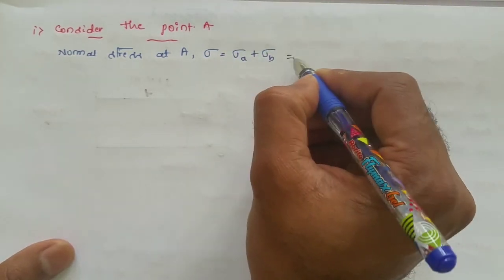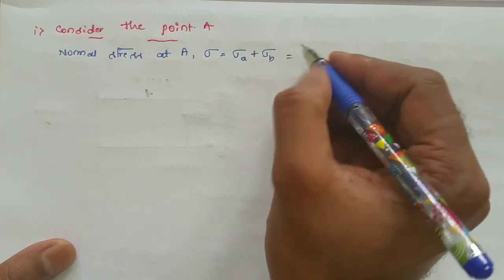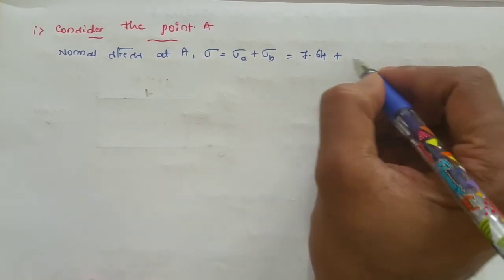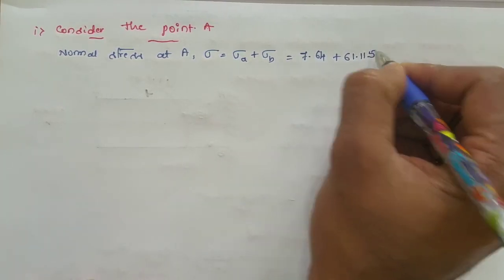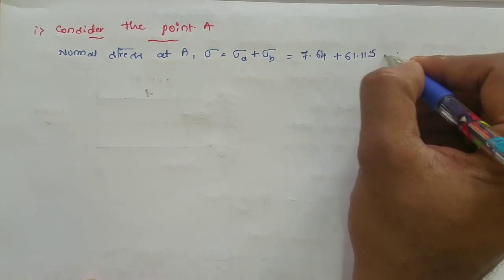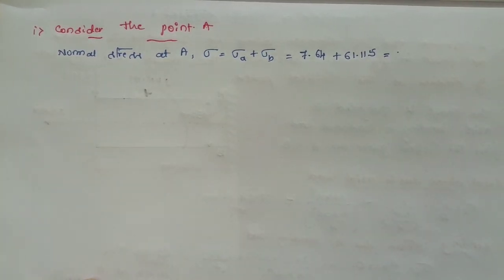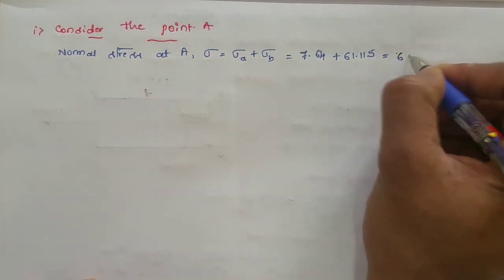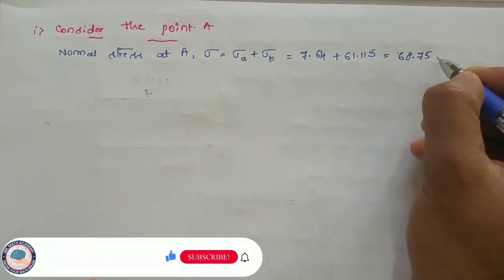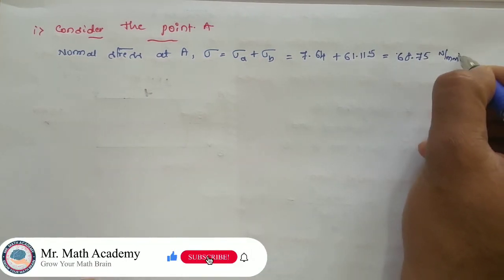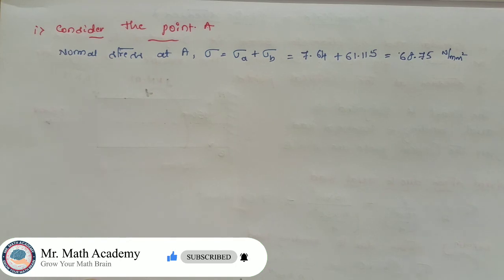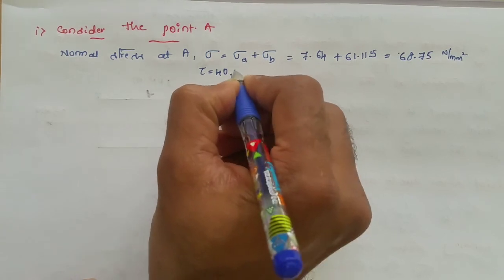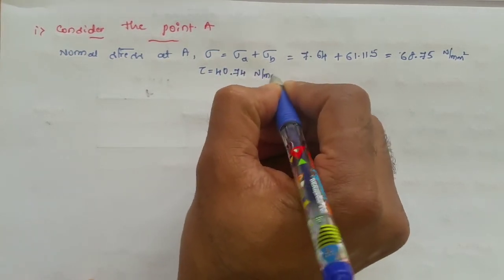Now I will substitute the values here. Our sigma axial is 7.64 and the bending stress is 61.115 Newton per mm square. So the normal stress becomes 68.75 Newton per mm square. Now we take one more, the shear stress, which is 40.74 Newton per mm square.